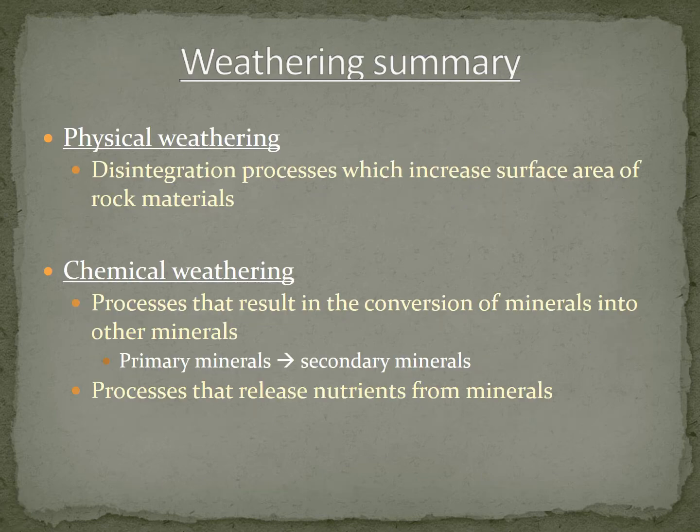In summary, weathering undergoes two overall processes. It's either physical weathering, which is the disintegration processes which increase surface areas of rock minerals, or chemical weathering, which are processes that result in the conversion of minerals into other minerals. We go from a primary to a secondary mineral. And these are the processes that release nutrients from soils, which is a good thing.